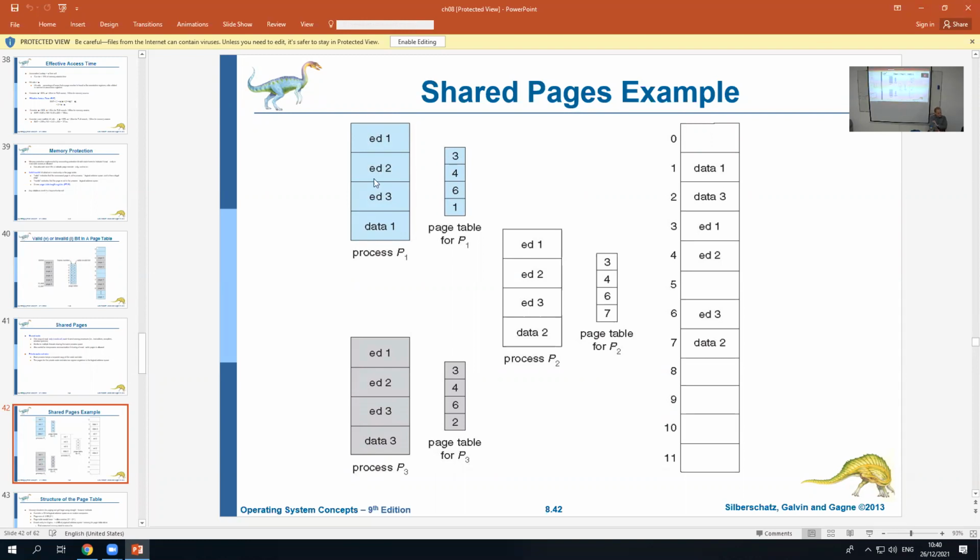So from my perspective as process 1, this is my program, and I have all those pages that I want. I have page 3, 4, 6, and 1. And he has also 3, 4, 6, and 7. Each has their own separate parts, but they all share that same part. And that saves a lot of memory.